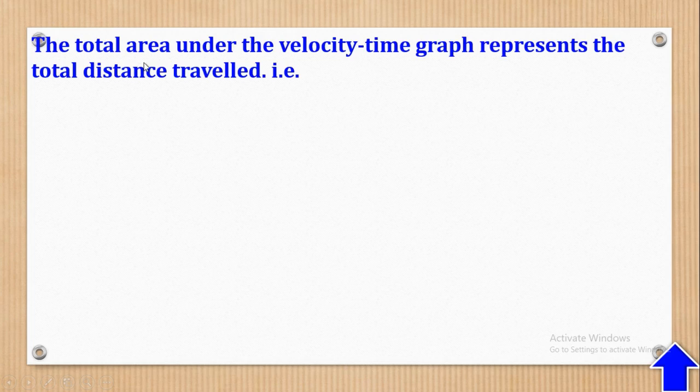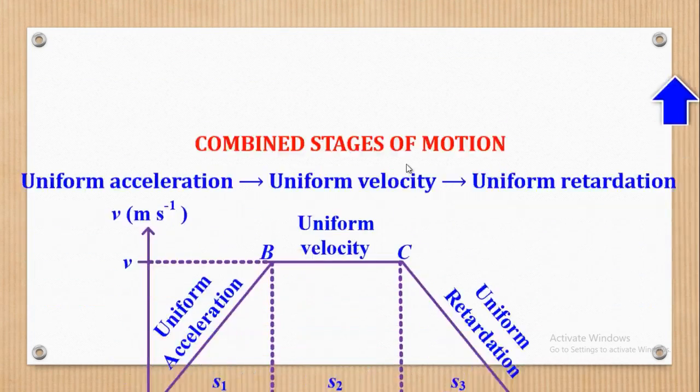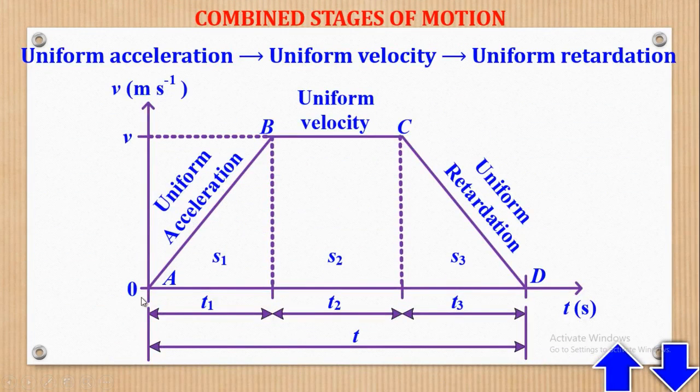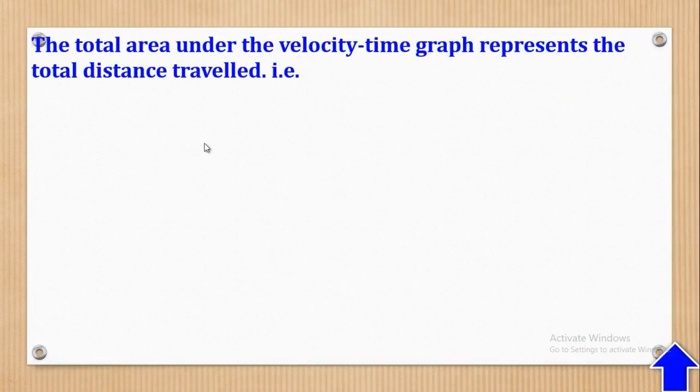Okay, so like I said, total area under the graph represents the total distance traveled. For example, in this case, if I want the distance traveled by motion from A to B, I'll get the area of this triangle, which will be a half base height. In this case, our base is T1 and our height is V. So I'll come here and say that S1 will be equal to a half times T1 times V.